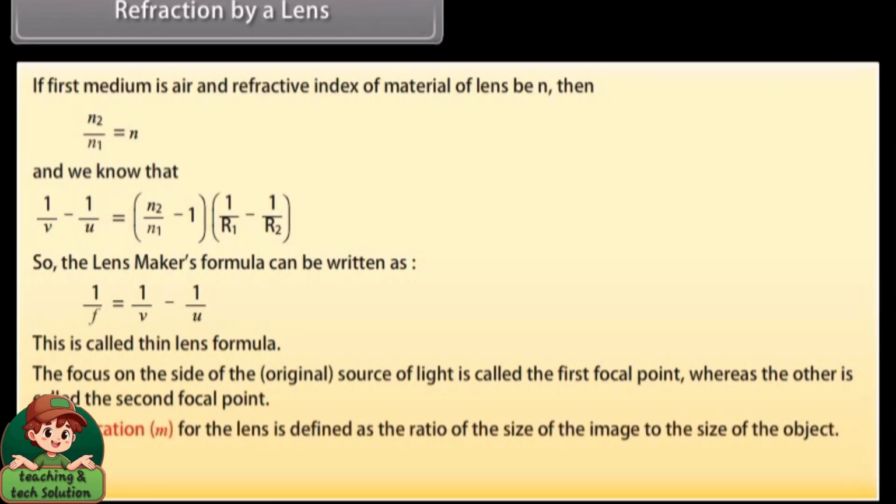Magnification M for the lens is defined as the ratio of the size of the image to the size of the object. M = H'/H = V/U.